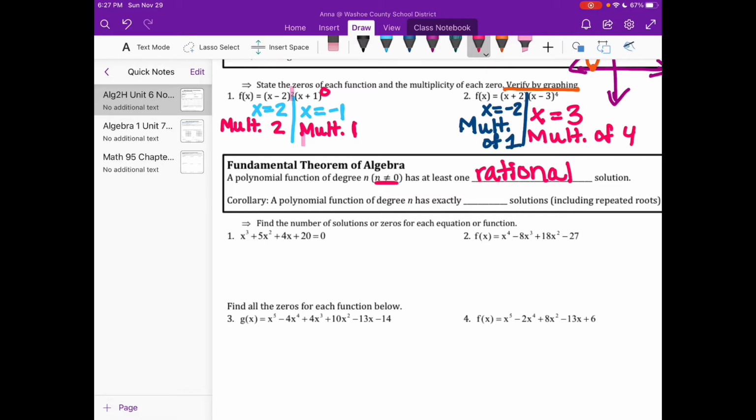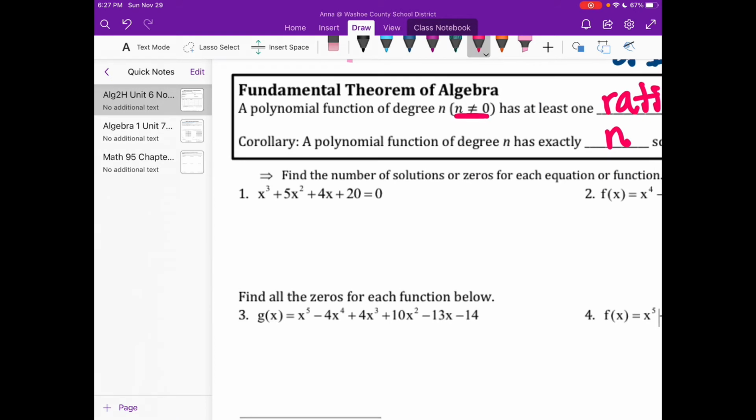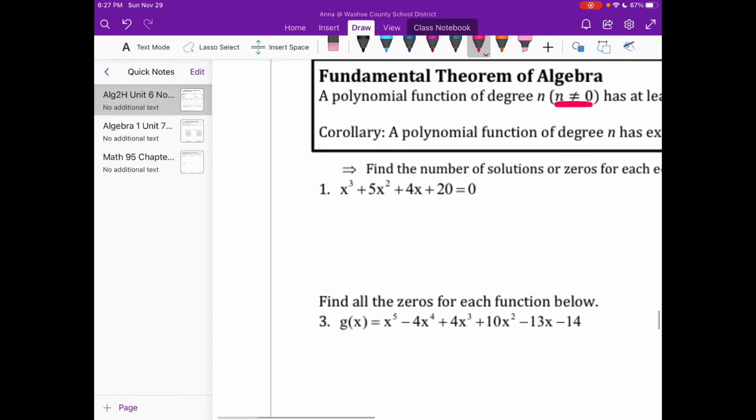Now a corollary is just kind of like an add-on. The polynomial function of degree n has exactly n solutions, including repeated solutions. So whatever the exponent is, that's how many solutions I'm going to have. We're going to look at that in number 1 and number 2. All it asks you to do is find the number of solutions or zeros for each function, so all you're looking at is the biggest degree.